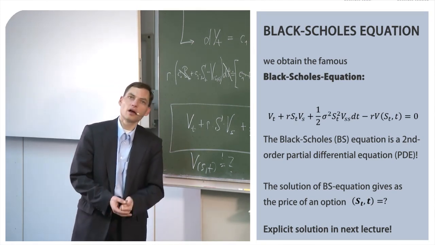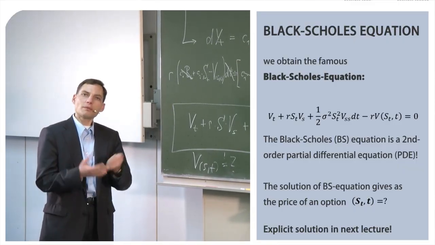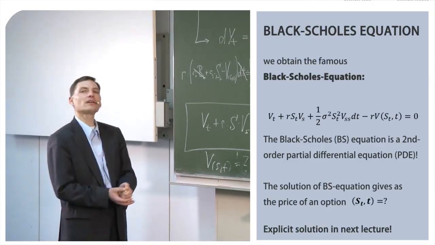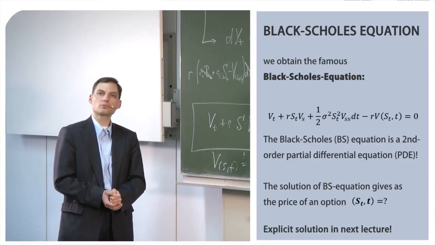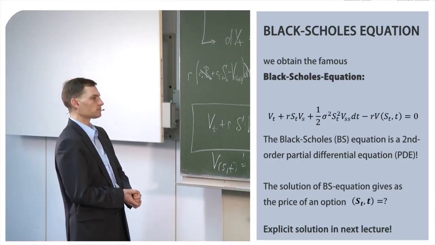And this is, by the way, a very difficult task. It's not easy to do. But Black-Scholes were the first who did it, and they won the Nobel Prize for solving this equation to find the option price for European or American options.